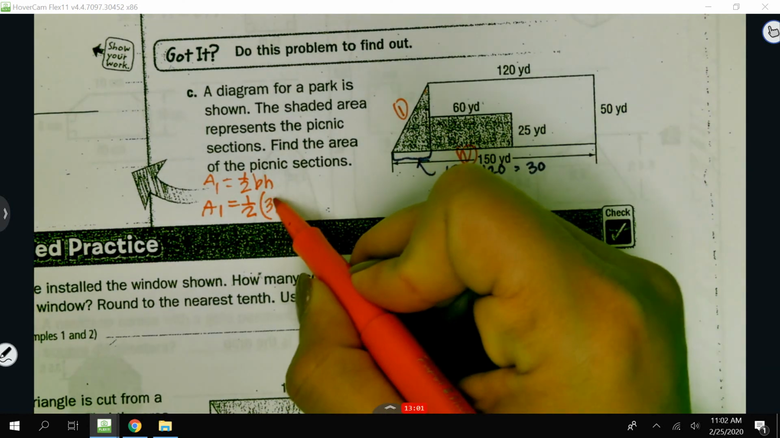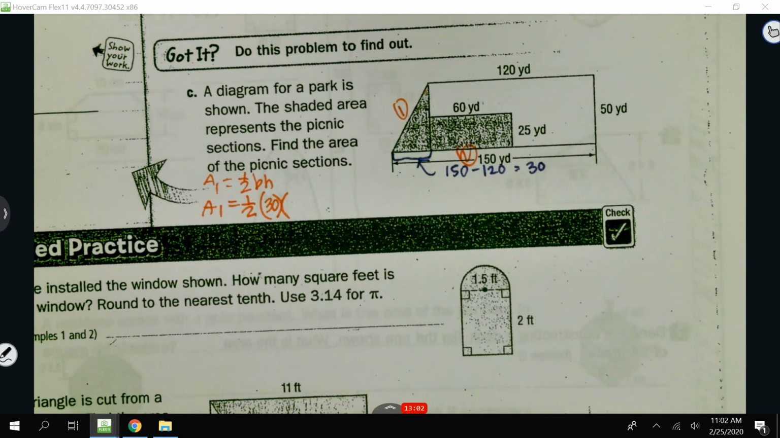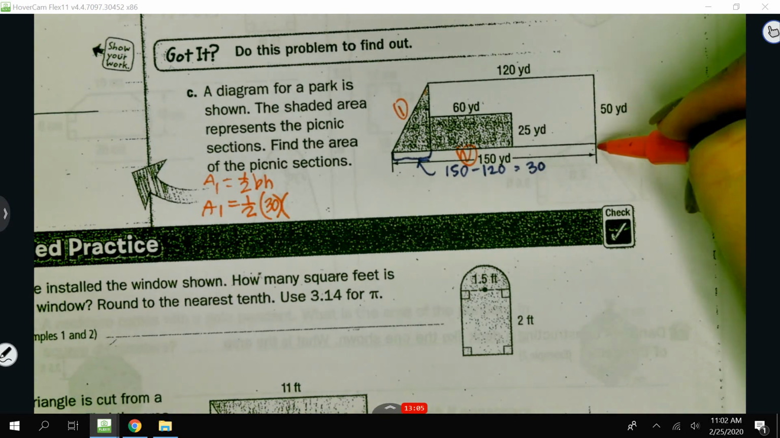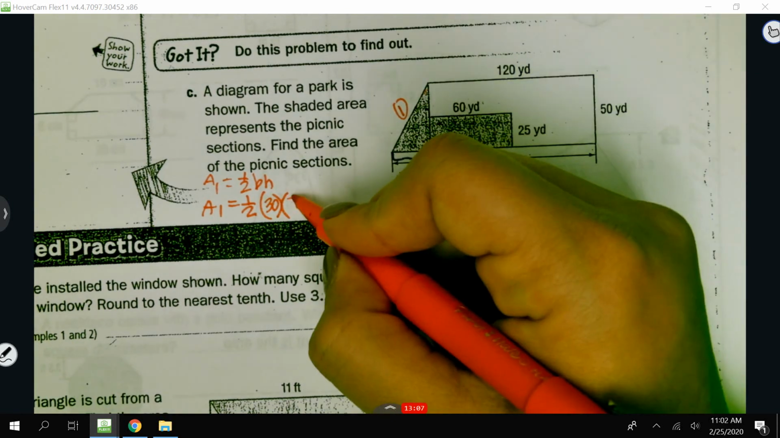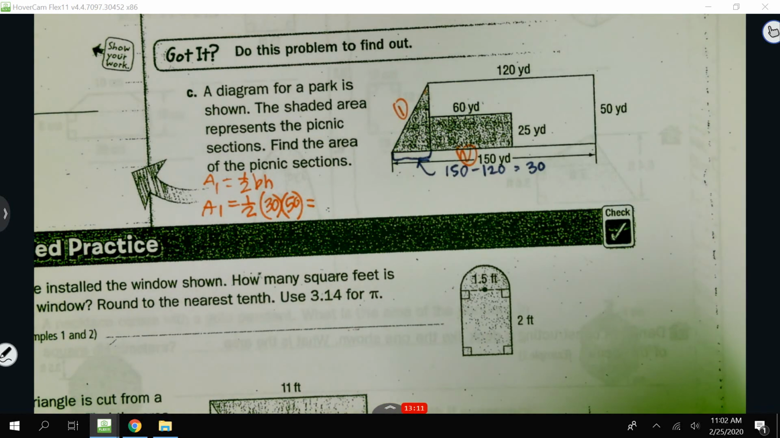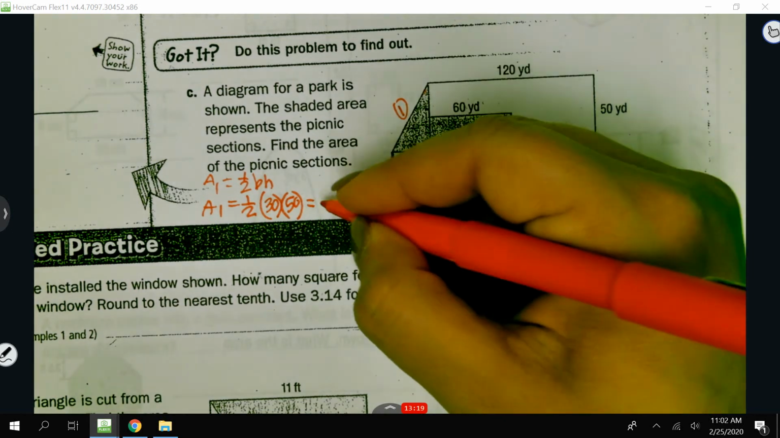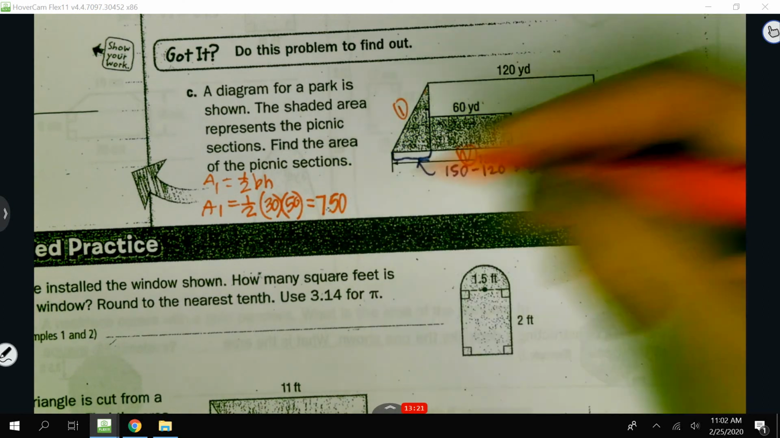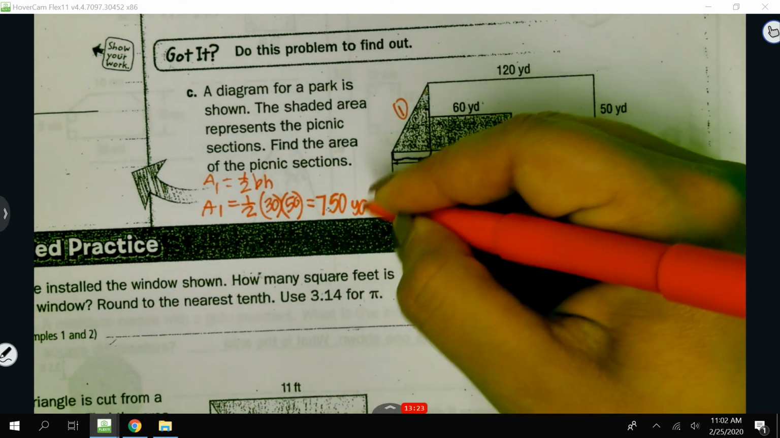So your base is 30, and your height is what? 50. If this is 50, that means the other side of that rectangle is also 50. We're good? So what does that give me? 750 square yards.